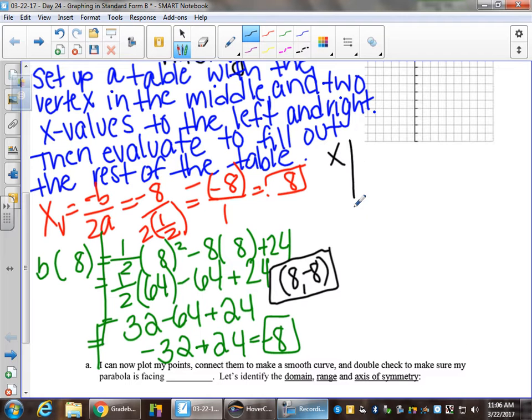Okay, so, yeah, there's a second part of that. What's my next part going to be? Our table. Let's make our input-output table. Where is my vertex going to go?